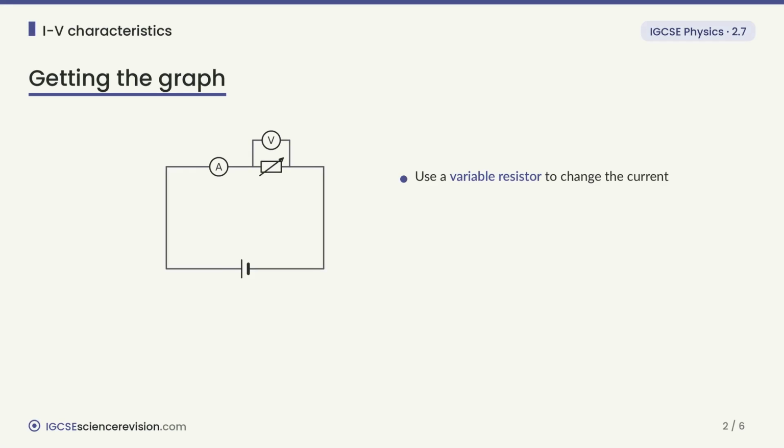To get an IV graph, you set up the component with an ammeter in series and a voltmeter across it, plus a variable resistor. You change the variable resistor to vary the current, and at each setting you record the current from the ammeter and the voltage from the voltmeter. Then you plot current on the vertical axis against voltage on the horizontal axis.